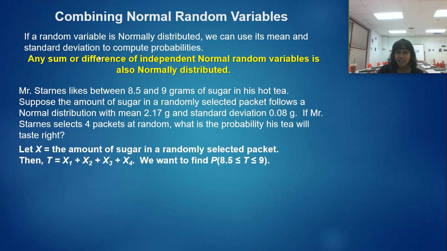We want to find the probability that T is between 8.5 and 9, and yes, we can include 8.5 and 9. So we've set up our definition. Now let's do the calculations.